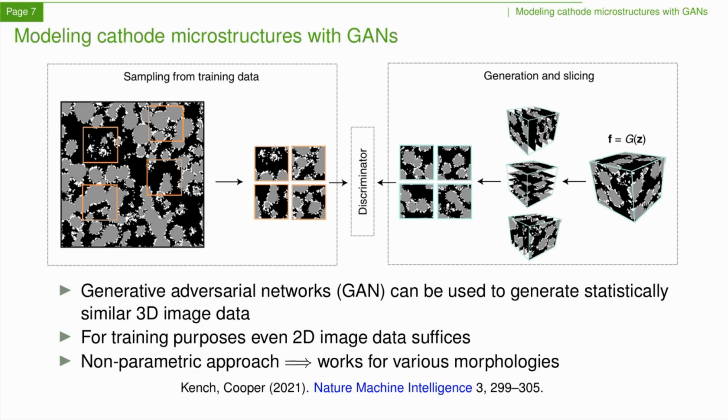And with that, you train a model that can generate virtual 3D structures that have statistically similar 2D sections. So in this case, you can use 2D image data to train a 3D model, to generate virtual 3D microstructures from 2D data. The disadvantage of this approach is that this generative model G is highly parametric. It has so many parameters that are uninterpretable.